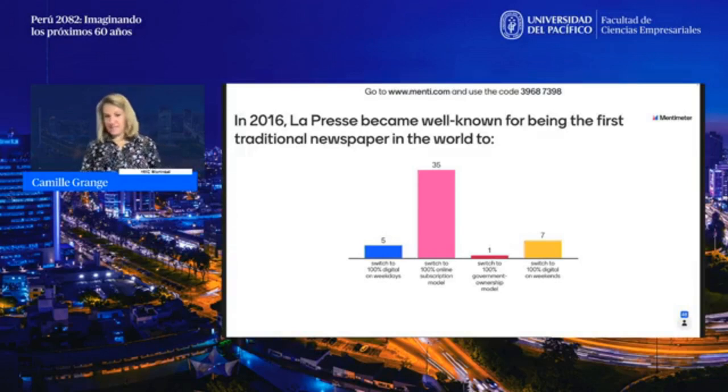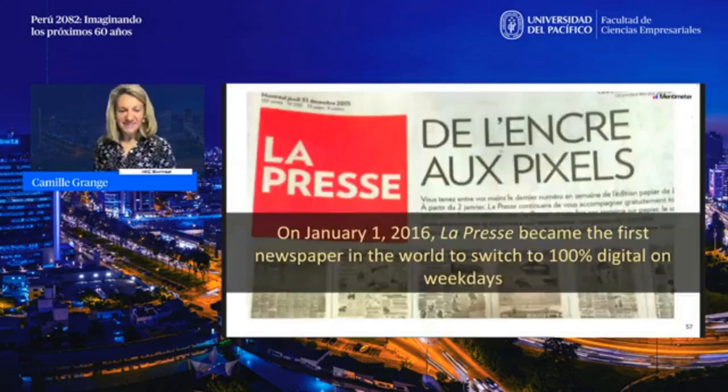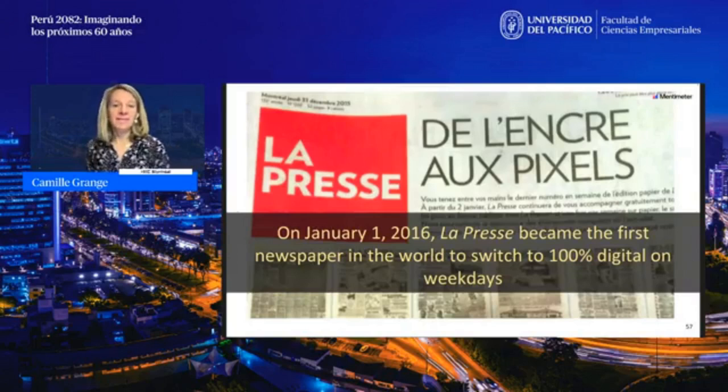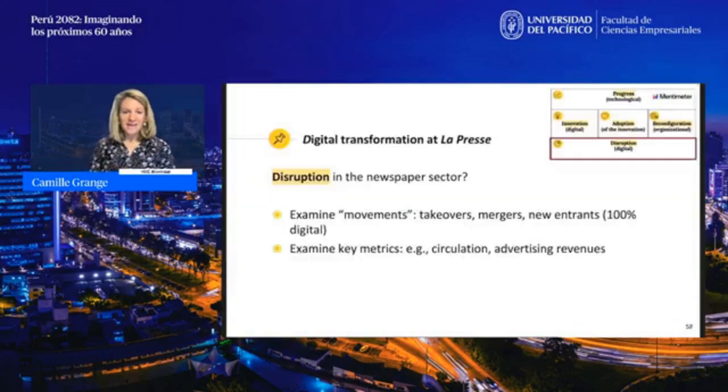All right. It is stabilizing, so we can move to the answer. And the correct answer is not the subscription model. La Presse became well known in 2016 because it became the first newspaper in the world to switch to 100% digital on weekdays. At the time, the weekend edition would remain in print, but it was also terminated 2 years later in 2018. So let me tell you the story.